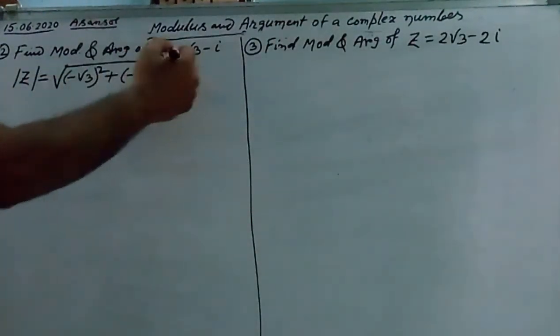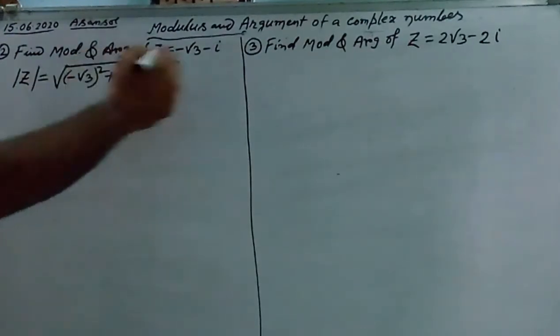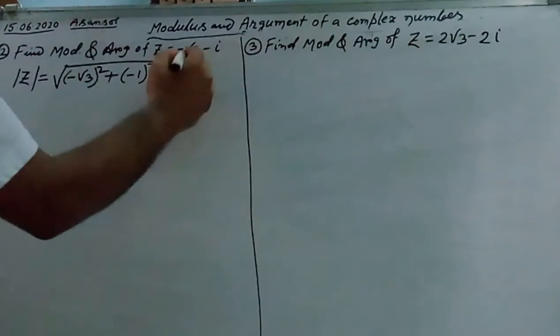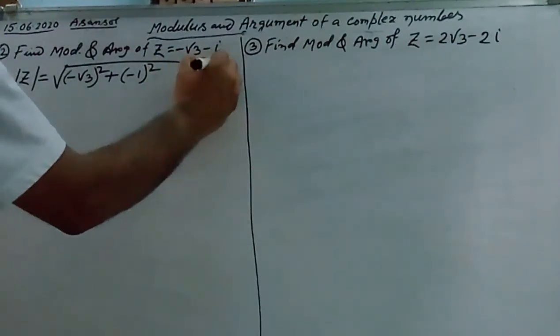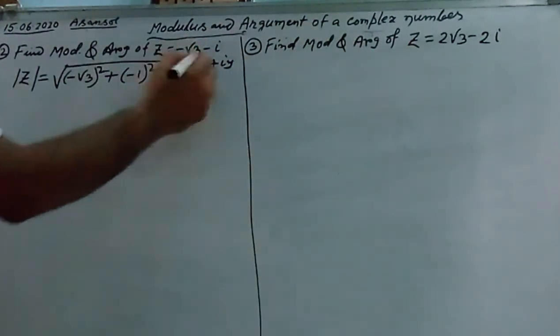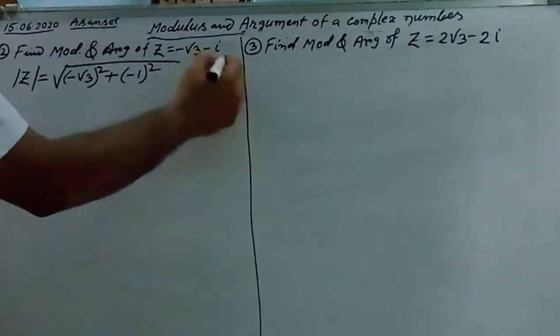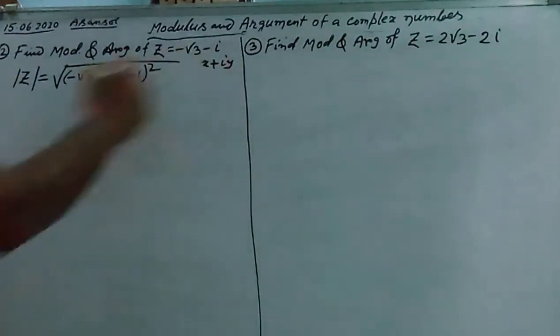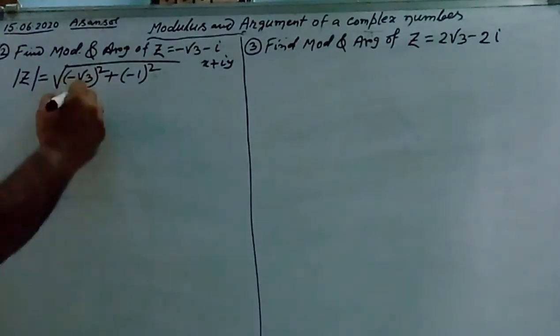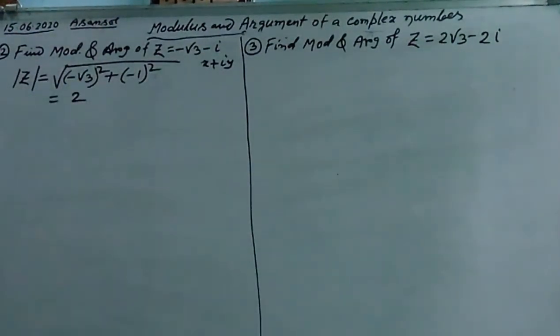In this case, mod z is equal to the square root of (minus root 3) whole square plus (minus 1) whole square, because we know if it is in the form of x plus iy, then modulus z is equal to the square root of x square plus y square. Here x is minus root 3 and y is minus 1. After simplifying, we get the square root of 4, that is equal to 2. So mod z is equal to 2.